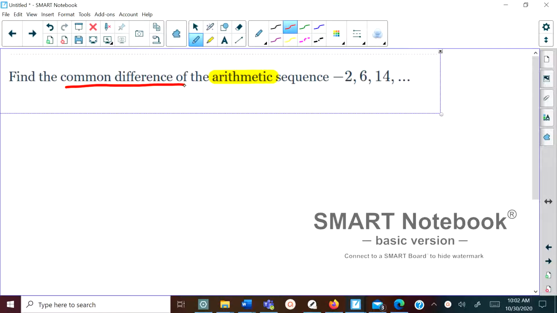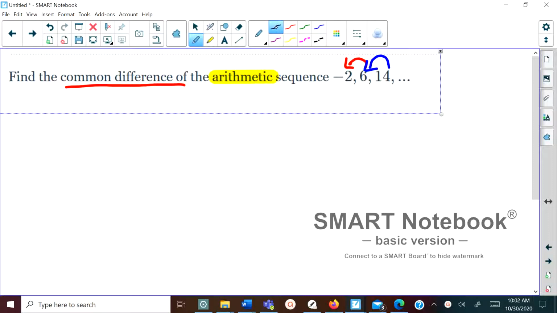So to find the common difference, and it's exactly what it sounds like, it's going to be, are the differences between these numbers in common. So I'm going to subtract this number by this number, and then subtract this number by that number, and see if they're the same number. They should be the same. So let's just do that.